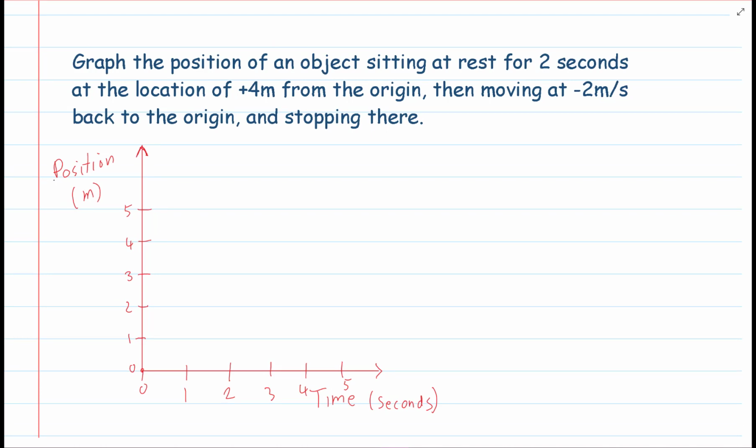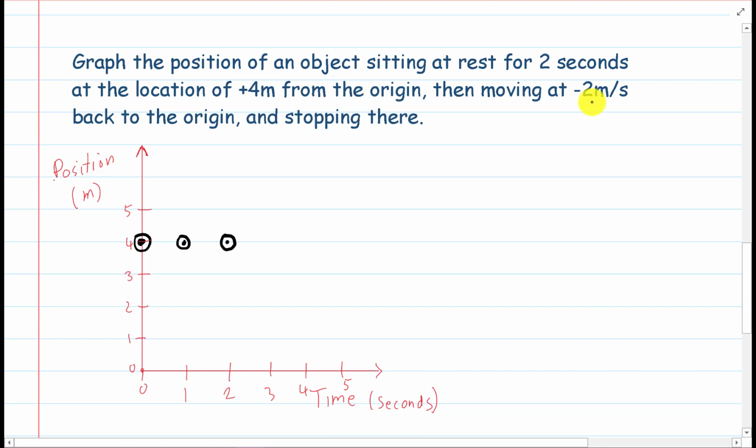So, graph the position of an object sitting at rest for 2 seconds at the location of 4. So it starts at 4, and it sits there for 2 seconds. So it's still at 4 after 1 second, and then still at 4 after another second. So that's where it sits after 2 seconds, and then it starts moving at -2 meters per second back to the origin. It has to be negative because we're moving back to the origin and not away from it, and we're already in positive land.